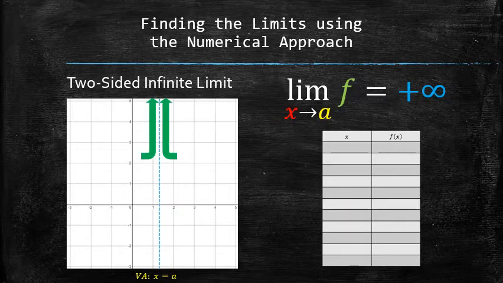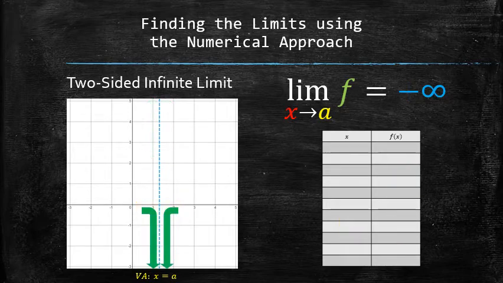When a function has the following two-sided infinite limit, as x approaches a value a from both sides, the sequence of outputs will approach positive infinity. When a function has the following two-sided infinite limit, as x approaches a value a from both sides, the sequence of outputs will approach negative infinity.